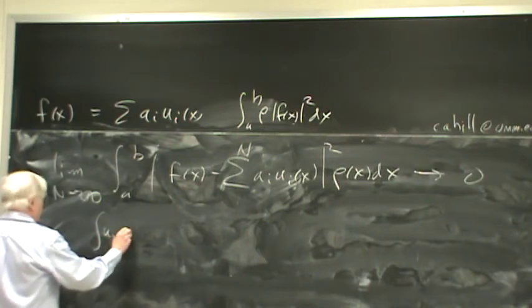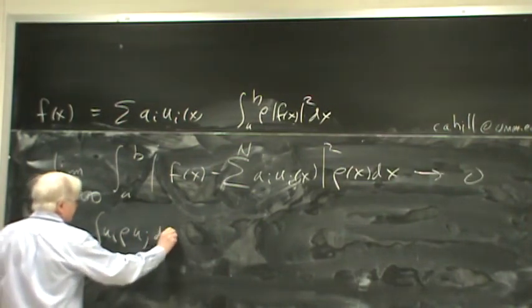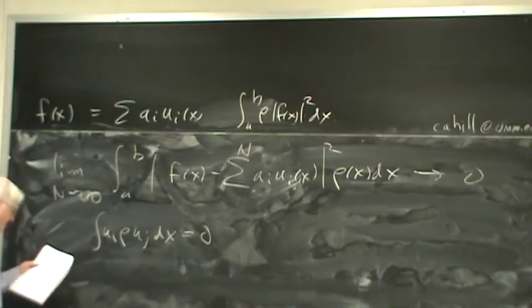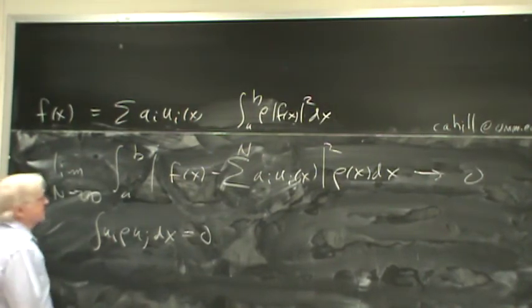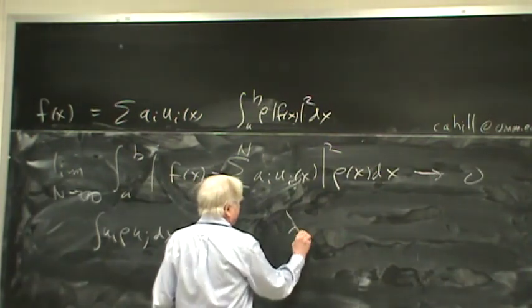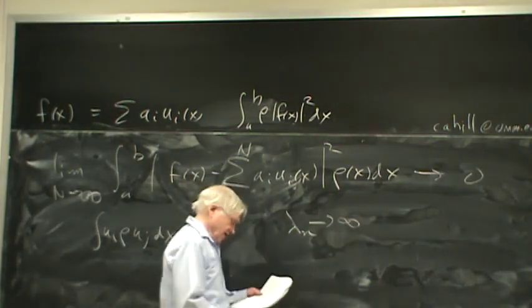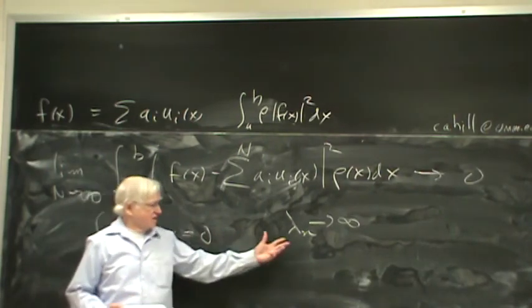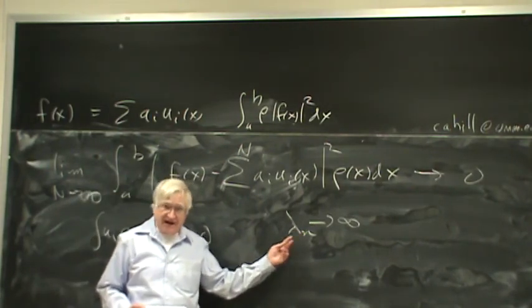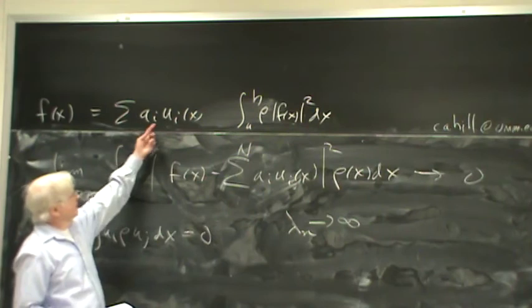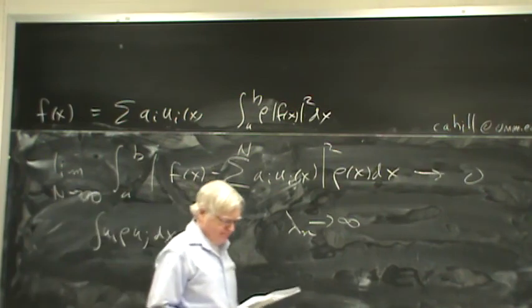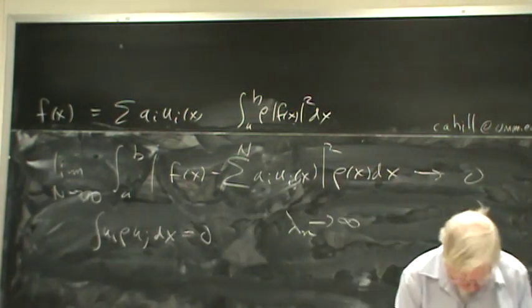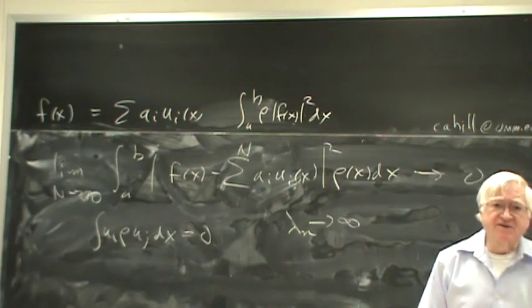The integral of u_i rho u_j dx is 0. They're real, so I left out the star. And these eigenvalues, lambda n, go to infinity as n goes to infinity. So the divergence of the eigenvalues is related to the completeness of the eigenfunctions. And I think that's interesting. Okay, we can turn the thing off.